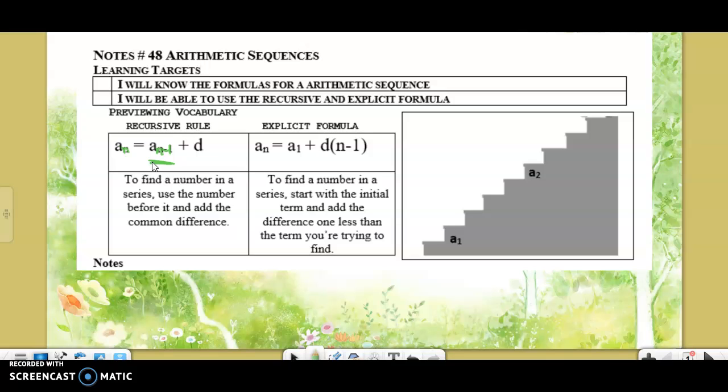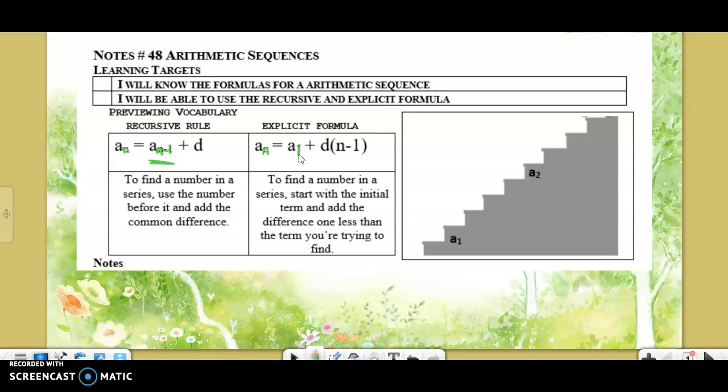The other thing is to find a number, you could use an explicit formula, where if we know what the first term is, again, I'm putting all of these subscripts in green, we can add the difference, the number of times minus 1, so 1 less than what we're trying to find. And let me explain that to you.